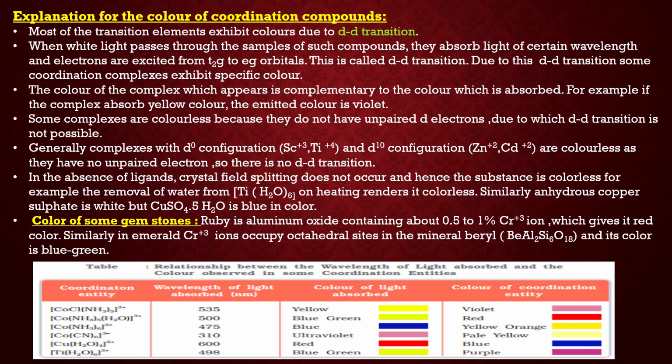Now, colors of some gemstones. Ruby. Ruby is red in color. Now, why is it red in color? Because ruby is actually aluminum oxide, in which 0.5 to 1% chromium plus 3 ions are present, which gives ruby its red color. Similarly, emerald has some chromium plus 3 ions, and it is actually the mineral beryl, Be3Al2Si6O18, and due to the presence of Cr plus 3 ion, its color is blue-green.